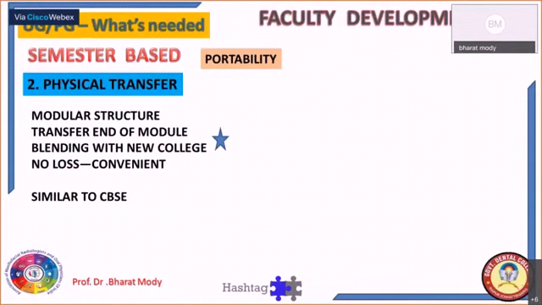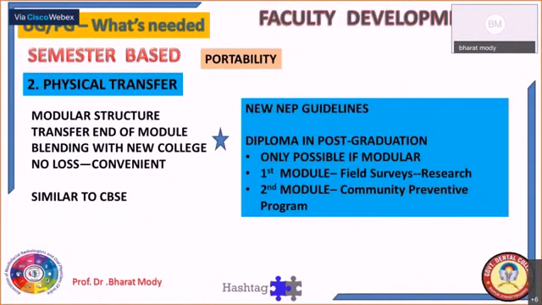Transfer can be done at the end of the module. Suppose, for example, the parents of that particular student get transferred. So if it is modular based, and if the modules are going on simultaneously at every place, then the student can get transferred. And probably this is going to come out in the new education policy. So there is no loss for the student. It is similar to the CBSE, where transferability or portability is also there.